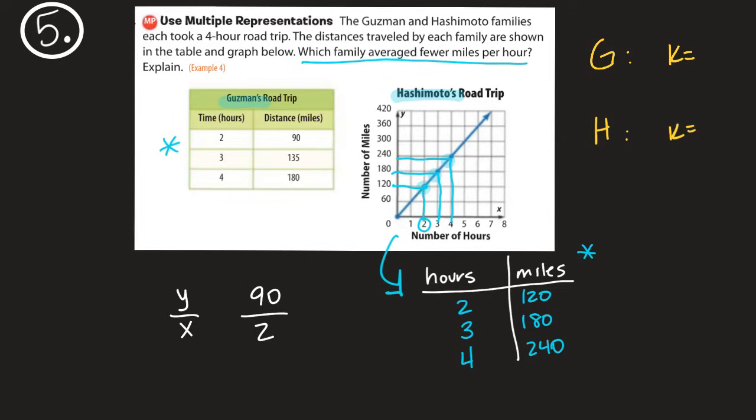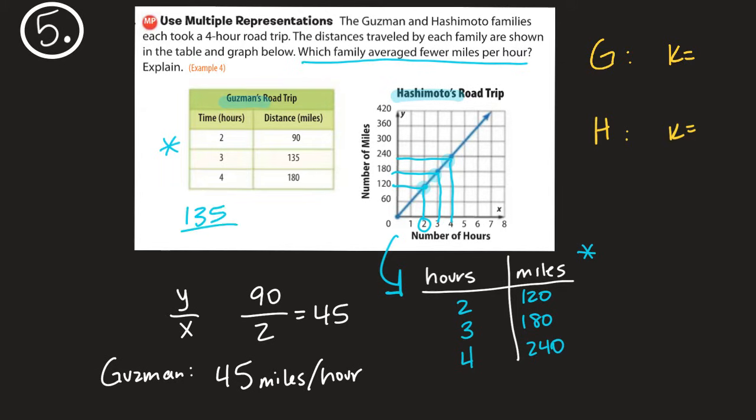And 90 divided by 2 is 45, so the Guzman rate we figured was 45 miles per hour. We can justify that by choosing a couple of other ones just to make sure. 135 divided by 3, that should be 45. And then 180 divided by 4, that should be 45. So constant rate of change, miles per hour, 45 miles per hour.